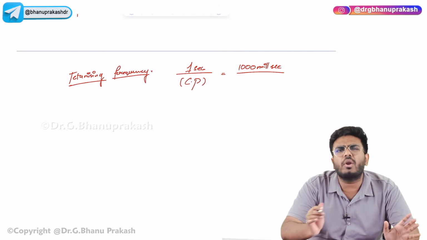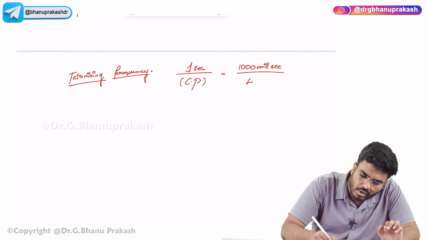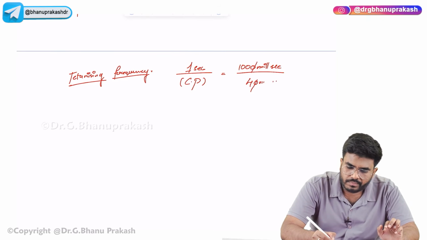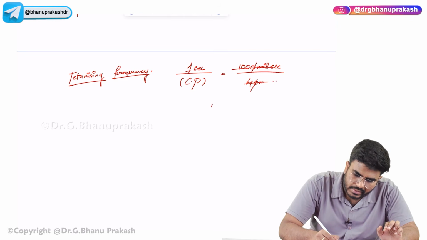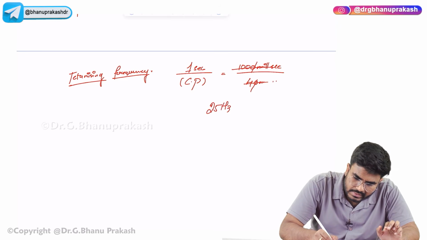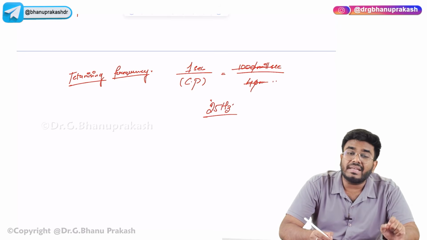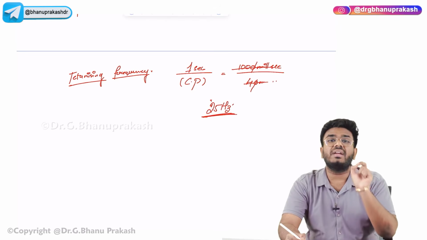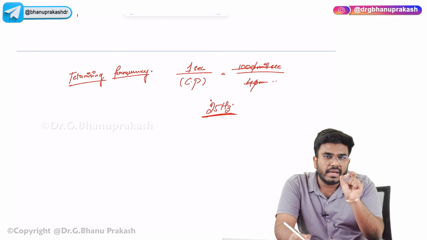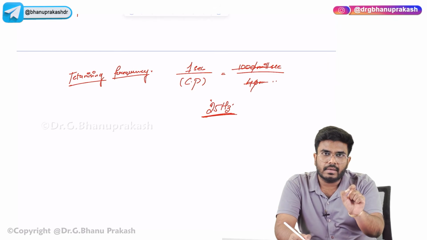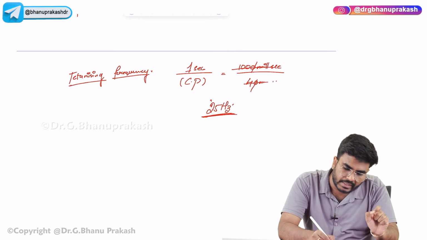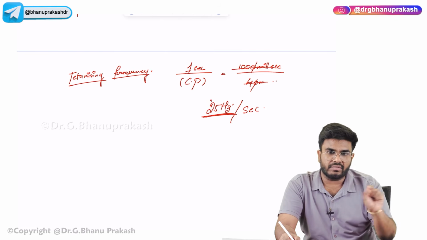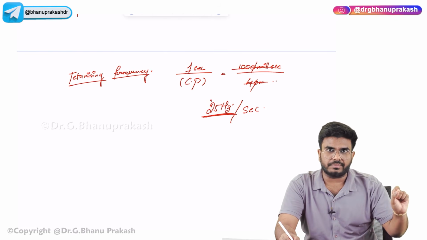For example, let's say the normal contraction period is 40 milliseconds. So now how much will it become? It is 25 hertz. So what is this? This is the tetanizing frequency of that particular muscle. If you stimulate that muscle or a motor unit 25 times in a second, that muscle will be in complete tetanus. It will be in sustained contraction.